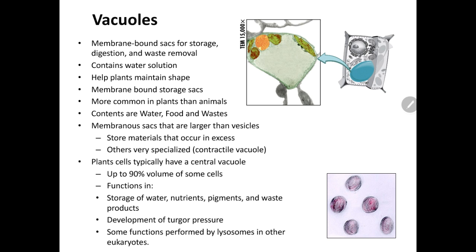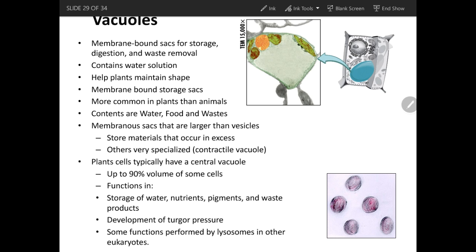Vacuoles. Membrane bound sacs for storage, digestion, waste removal. Contains water solution. Help plants maintain shape. Membrane bound storage sacs. More common in plants than in animals. Contains water and food wastes. Membranous sacs that are larger than vesicles store more materials that can occur in excess. Others very specialized, like the contractile vacuole.